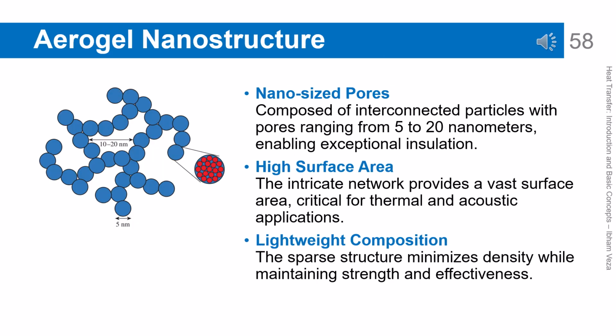Aerogel nanostructure. Aerogel has a porous structure with nanoscale pore sizes. The network of interconnected particles creates an extremely large surface area. This structure results in very high resistance to heat transfer. At the same time, its density remains very low, making the material extremely light. The link between microstructure and macroscopic properties is very clear in this material.